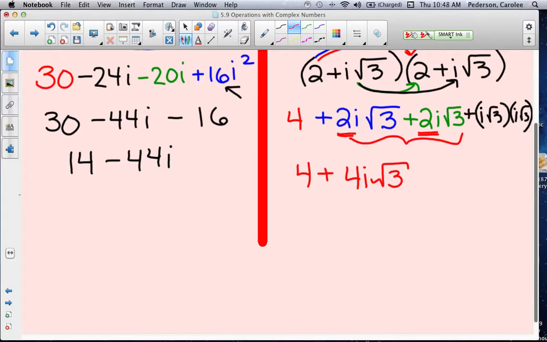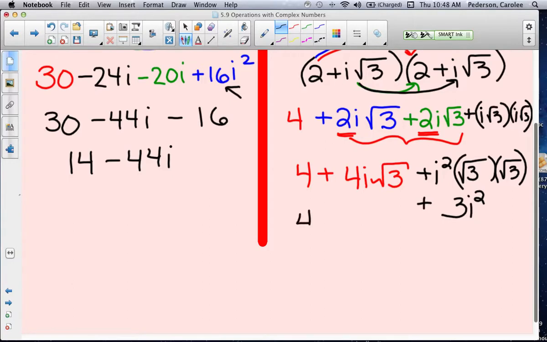Now, in the black, I have i square root of 3 times i square root of 3. So we multiply like parts together. i times i is i squared. And then square root of 3 times square root of 3. If you remember, square root of 3 times square root of 3 is 3. And we still have that i squared. I'm going to bring down the 4 and bring down the 4i square root of 3.